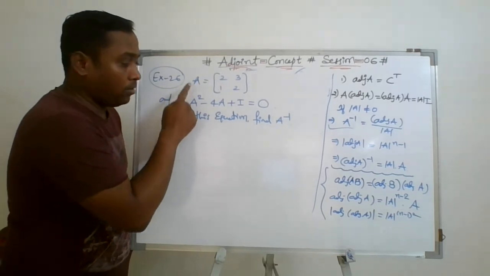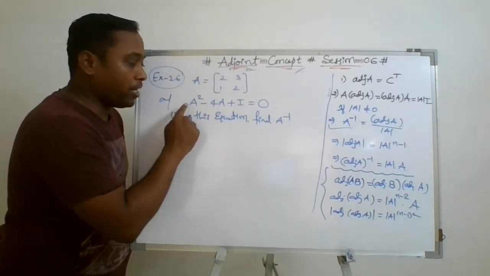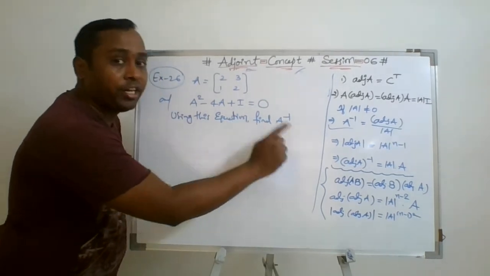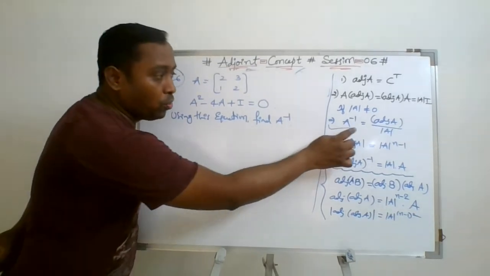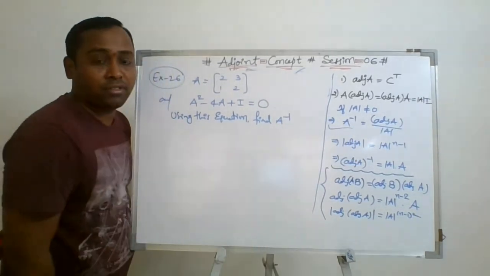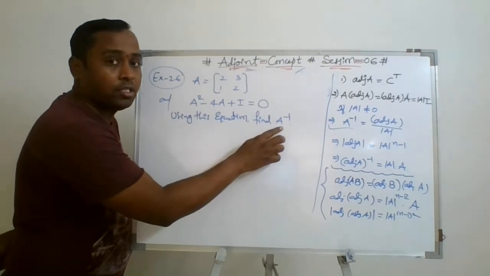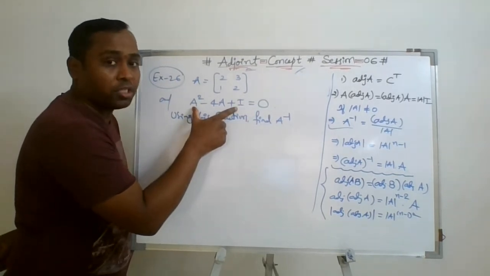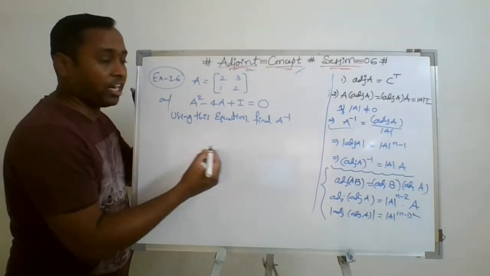First part was to show that it satisfies the equation, and then by using this equation, you need to find A inverse. So it means that you cannot use this formula to find A inverse in any case. So how to find A inverse by using this equation? Now see, it's a common method you may apply anywhere.